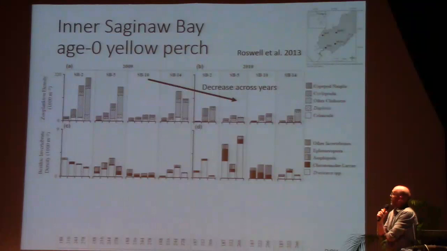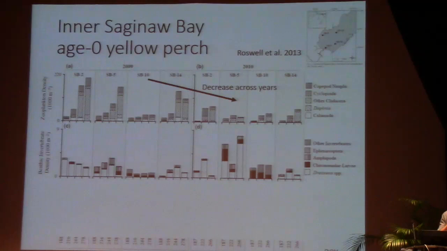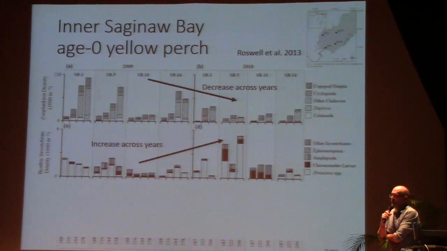If you look at benthic invertebrates collected at these same sites, we see also that there are different patterns across different sites. For some sites, there are more chironomid larvae. Some sites, there are more dreissenids. But also, there was an overall increase across the 2 years in terms of benthic invertebrates at these sites.